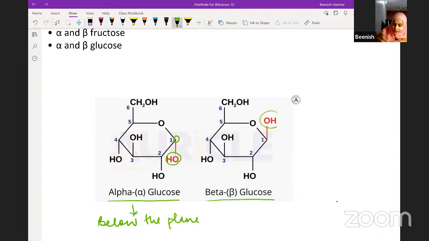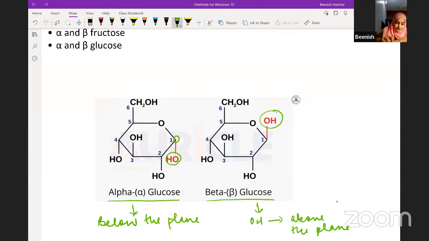Whereas in your beta, you can see this hydroxyl group is above the plane. So based on the positioning of the hydroxyl group, whether it is above or below the plane, you have alpha and beta forms. Remember, we were talking about alpha and beta linkages. If the compounds being linked are both in alpha formations, then you have alpha linkages, and if one is in alpha and one is in beta, you have alpha beta linkages, and if both are in beta, then you have beta linkages.